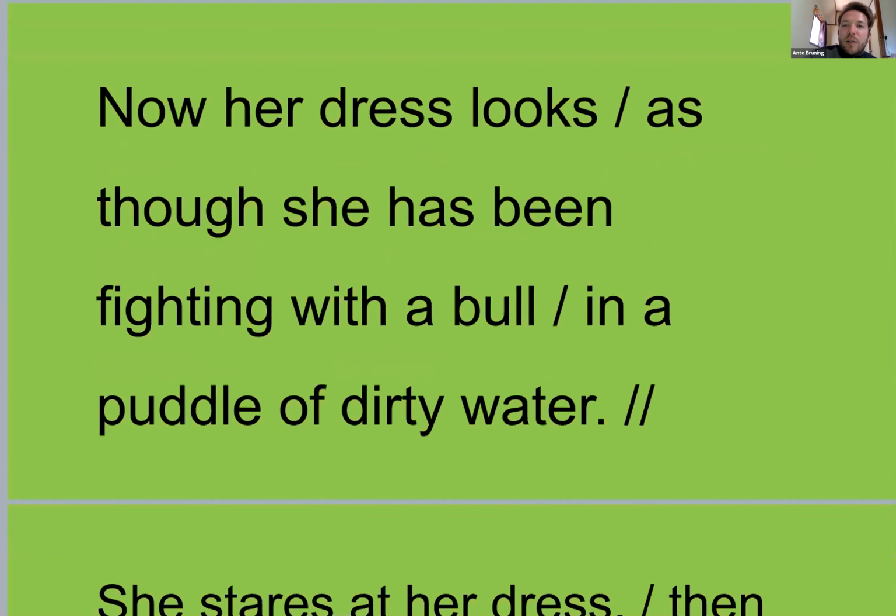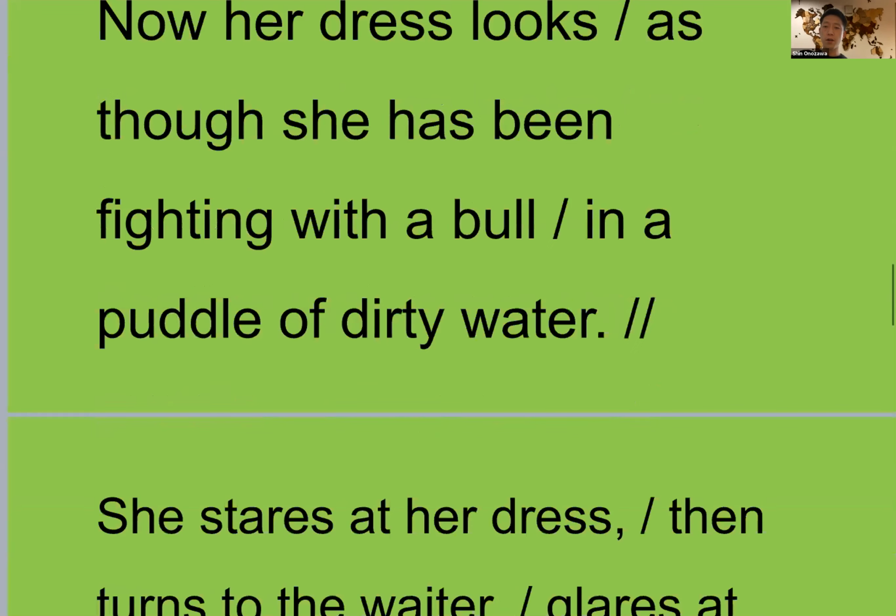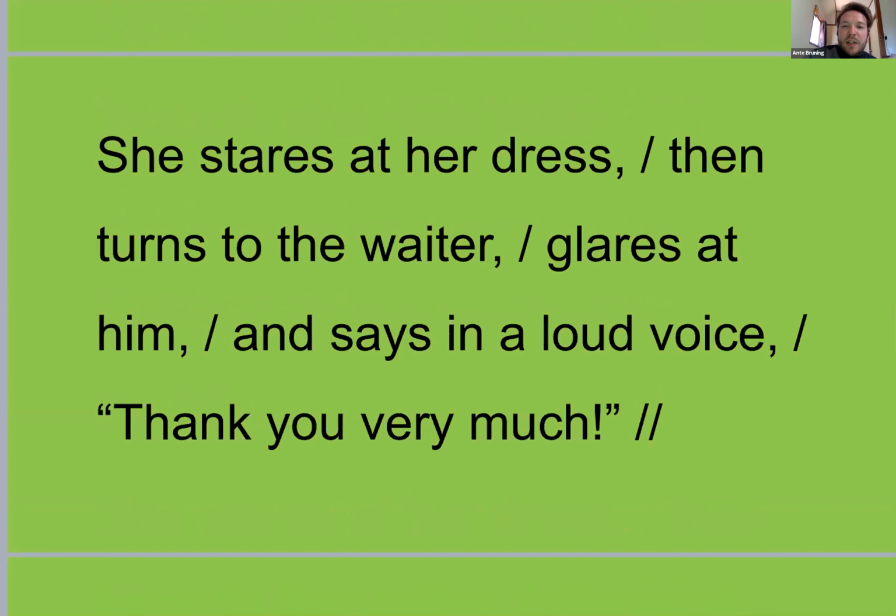Now her dress looks as though she has been fighting with a bull in a puddle of dirty water. She stares at her dress, then turns to the waiter, glares at him, and says in a loud voice, "Thank you very much."